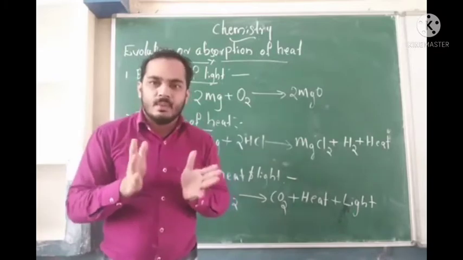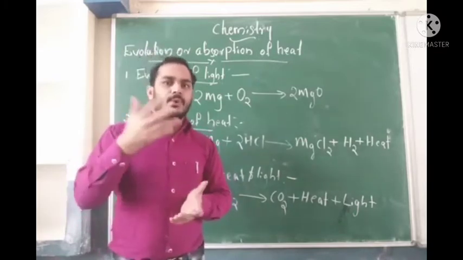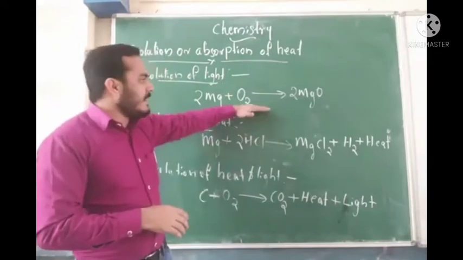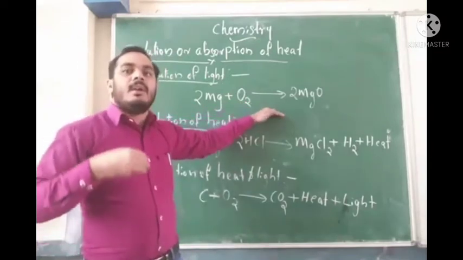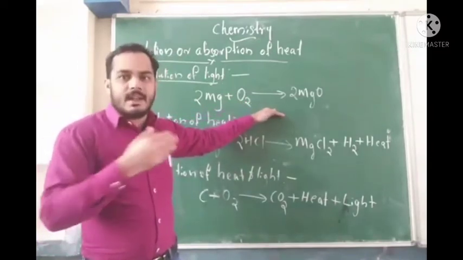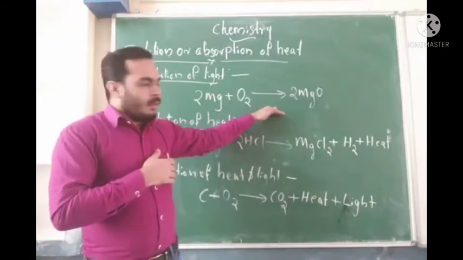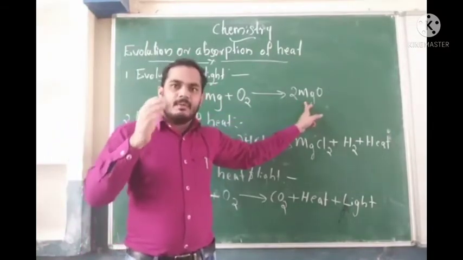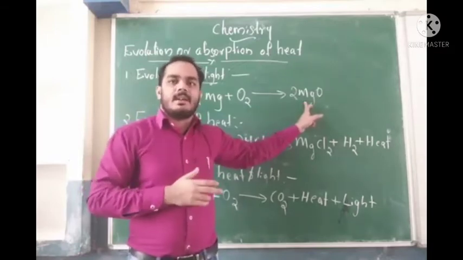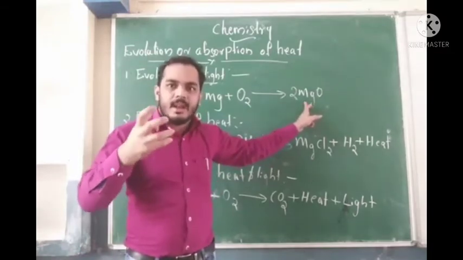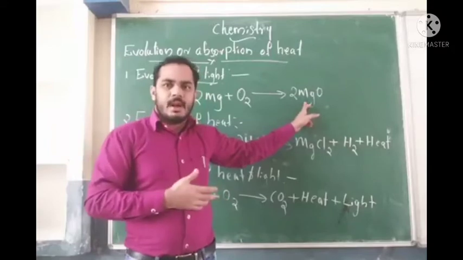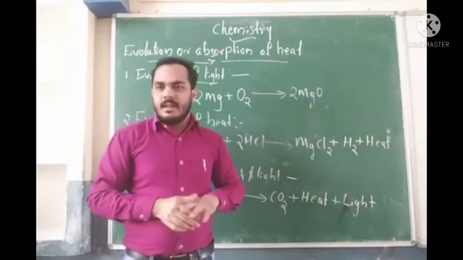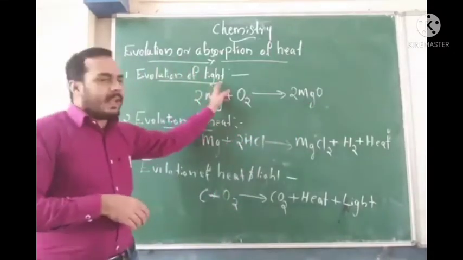otherwise known as dazzling white light. This reaction is the best example of the evolution of light energy. By the production of the product magnesium oxide, it is easy to identify the color and easy to identify that light energy is produced in this chemical reaction. That's the first one, evolution of light.